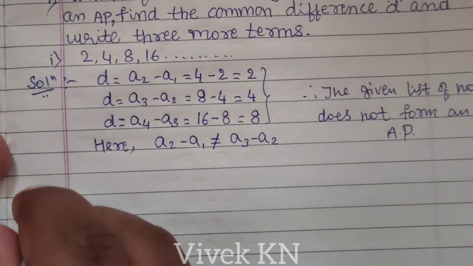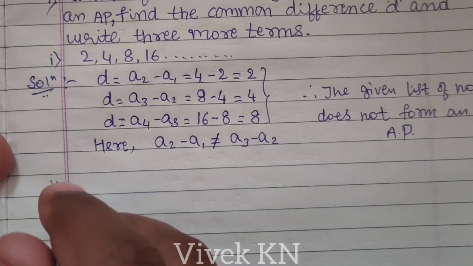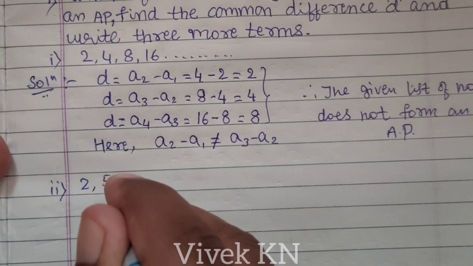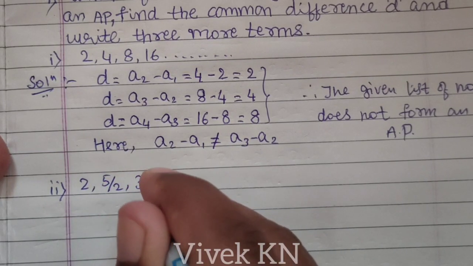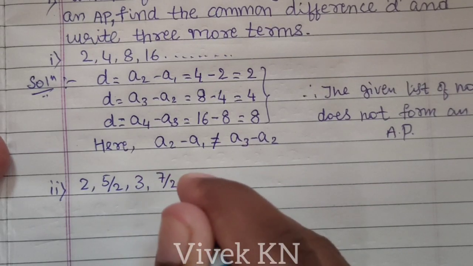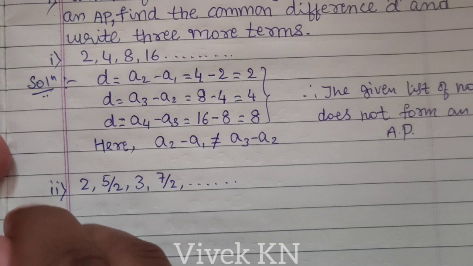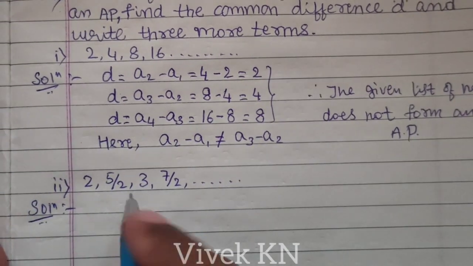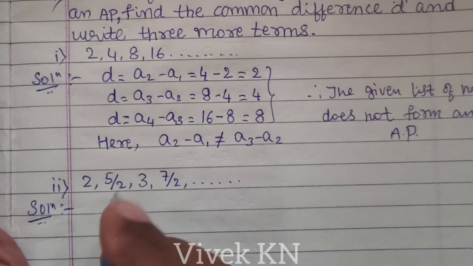Next, second question. 2, 5 by 2, 3, 7 by 2. Solution. Here also we have to find the common difference of all the given terms.